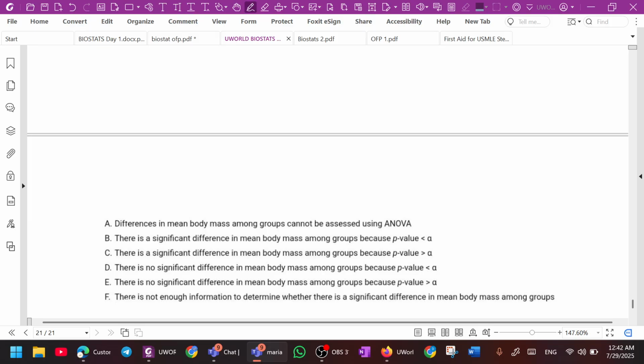Which one is the answer? You tell me, what are they asking you? What statement is true? Is the p-value clinically significant? Alpha. I don't know. Can you eliminate something? No, nothing.